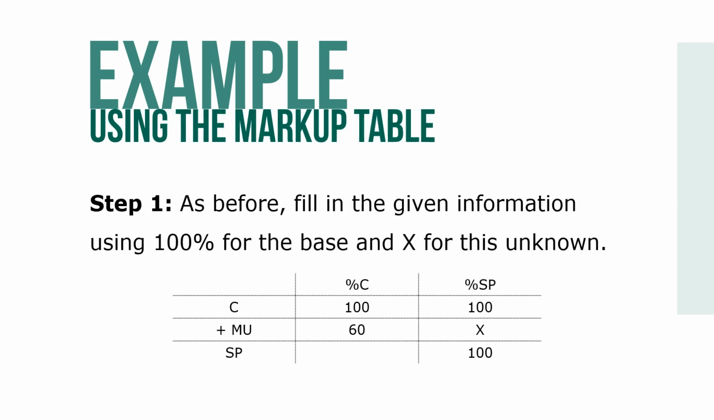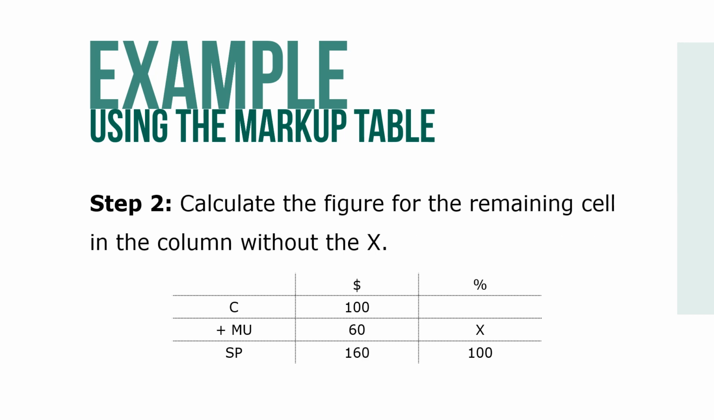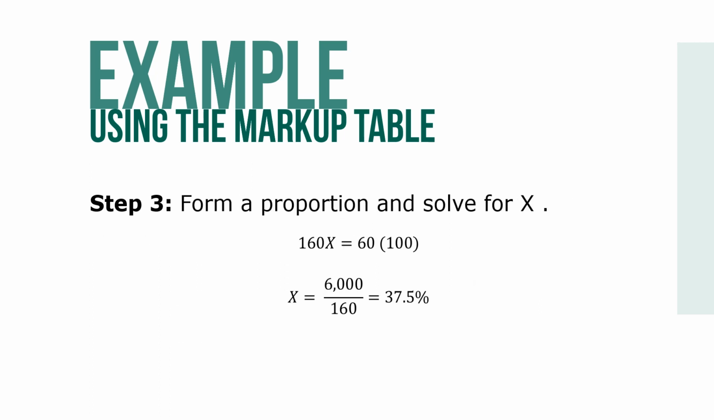As before, fill in the given information using 100% for the base and X for the unknown in the following table. Calculate the figure for the remaining cell in the column without the X. Form a proportion and solve for X. 160X equals 60 times 100, so X equals 6,000 over 160, which equals 37.5%.